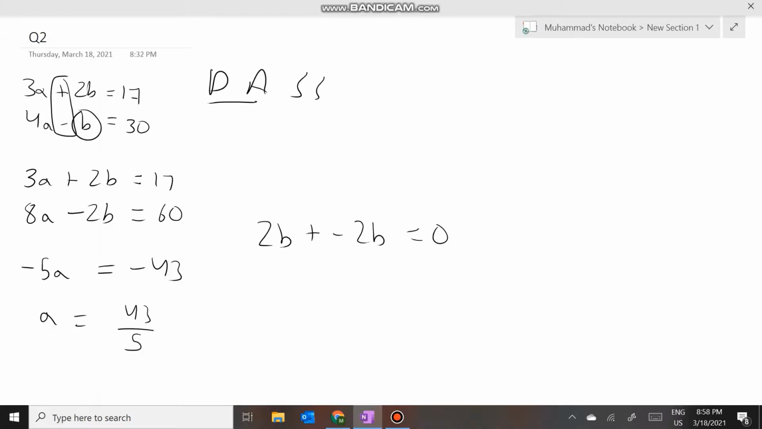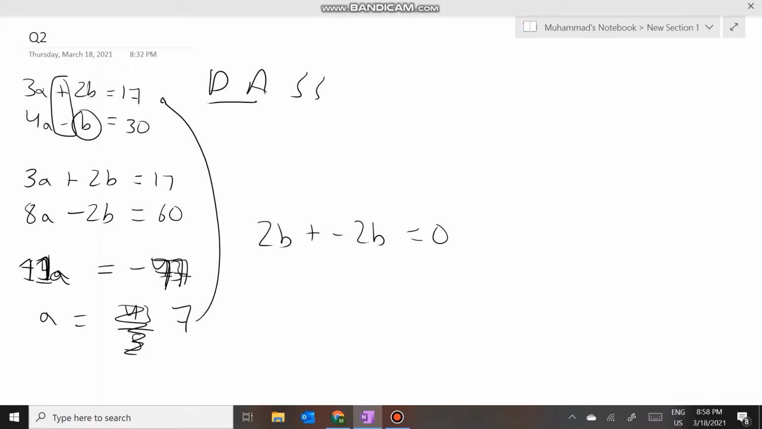Yeah, I made a small mistake here. Sorry about that, guys. What we've got to do here is, since it's different, add, we need to do 8 plus 3, which is 11a, sorry. And then 17 plus 60 is 77. Alright, you see, if you don't practice enough, then you're likely to make mistakes. So then a is equal to 7.